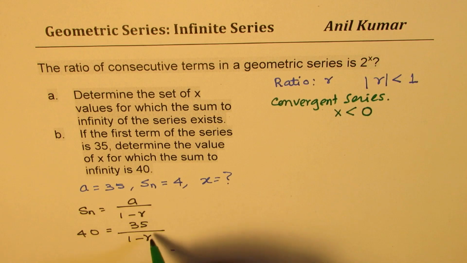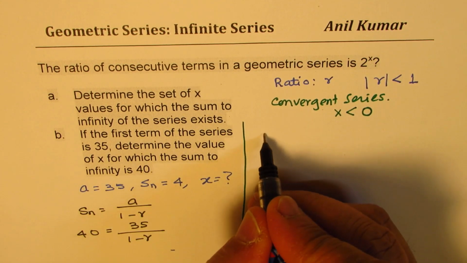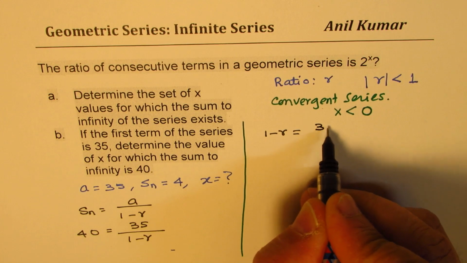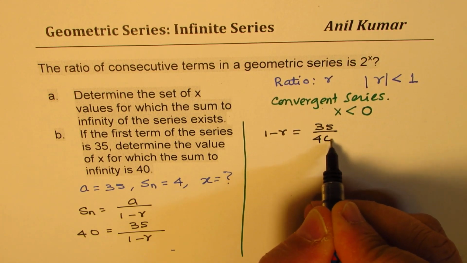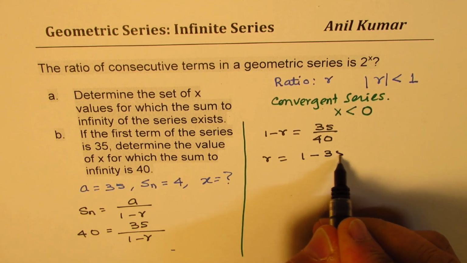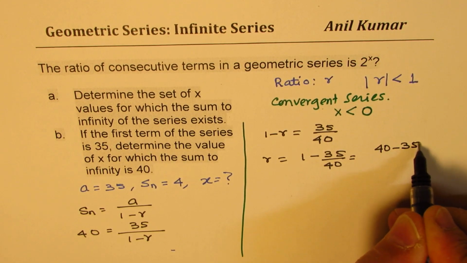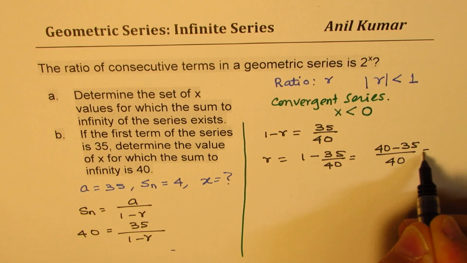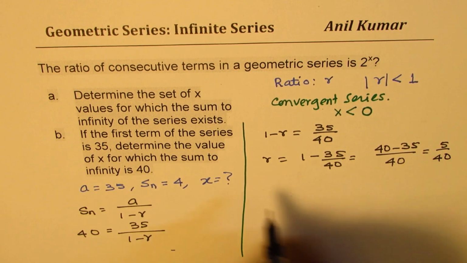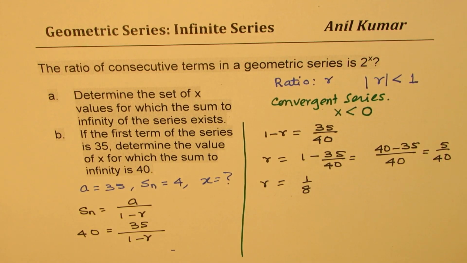So let us now try to solve this equation and find the value of r. So we'll work on this equation, right? So we'll just cross multiply. So we get 1 minus r equals 35 over 40, or we can say r equals 1 minus 35 over 40, which is 40 minus 35 over 40, or we can say 5 over 40. So that gives you the value of r as 1 over 8. So r is 1 over 8 for us.